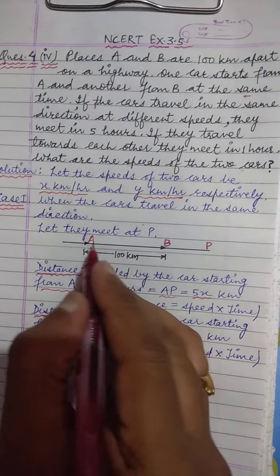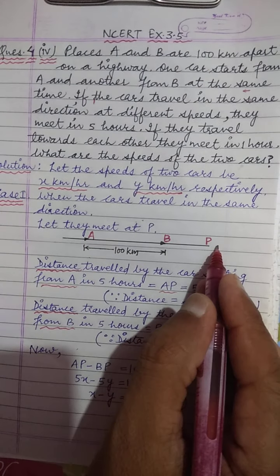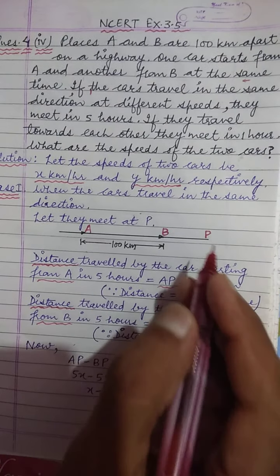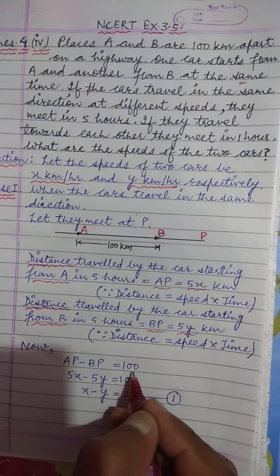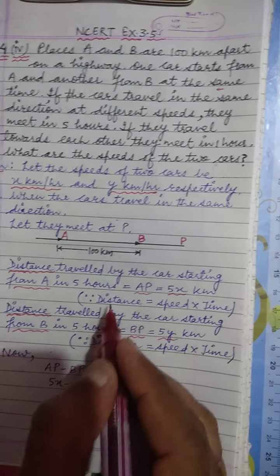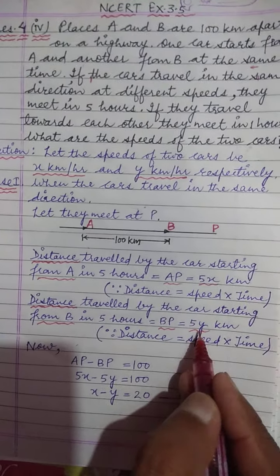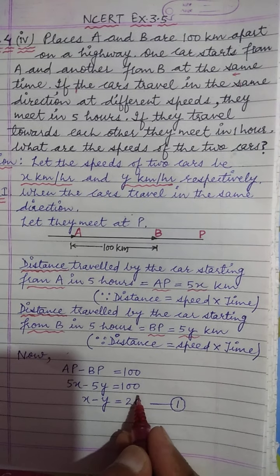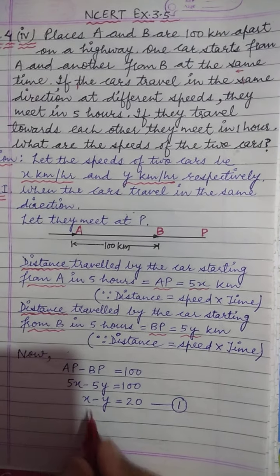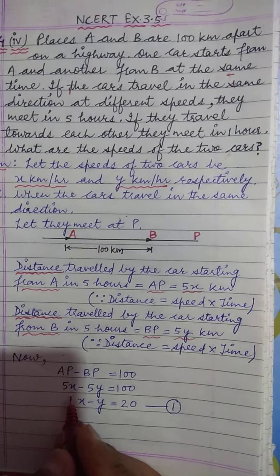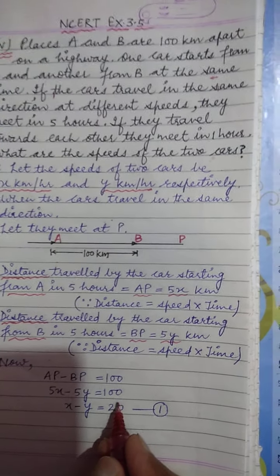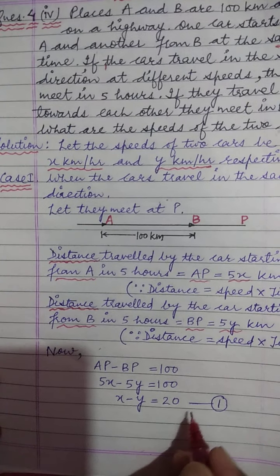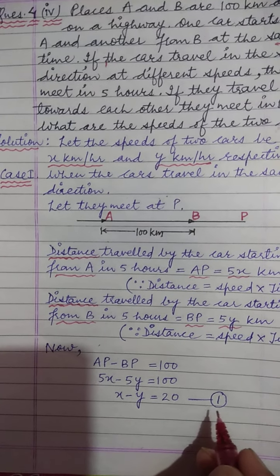Now we want to find out AP minus BP, and that is your 100 kilometer. AP is 5x and BP is 5y. So we put the value: 5x minus 5y will be equal to 100. Taking 5 common on the left side, we get x minus y is equal to 20. Let it be equation number 1.